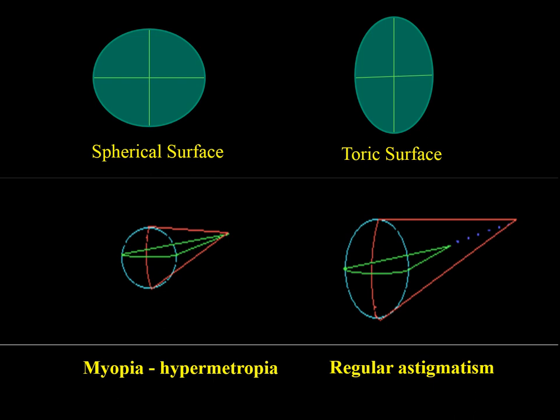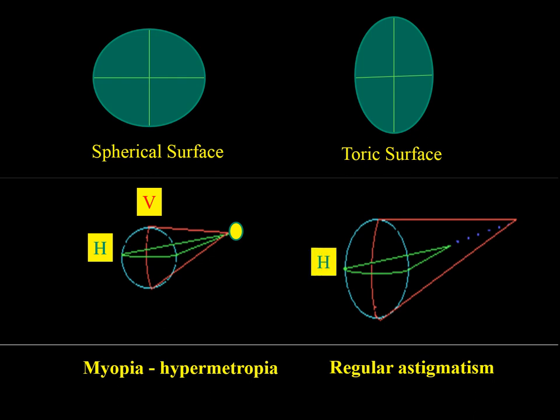In this example, the horizontal has a power similar to that of the vertical, so all the rays, whether they get into the horizontal or the vertical or in between, will come to the same focus. If this focus is in front of the retina, then this is myopia. If it's behind the retina, this is hypermetropia.